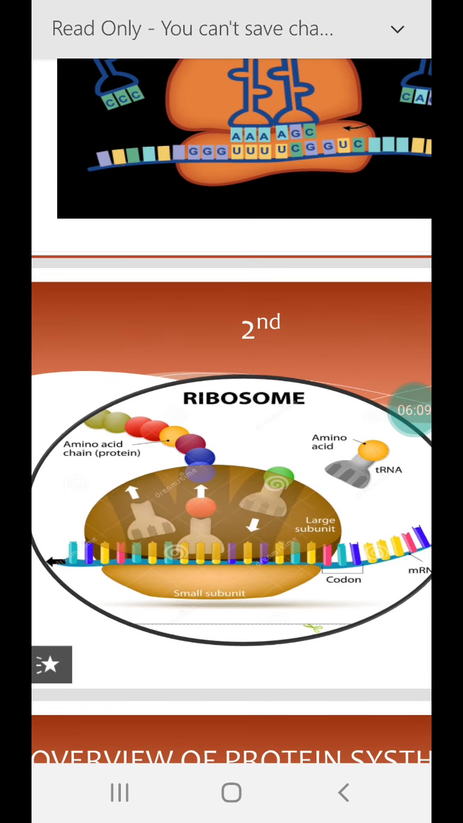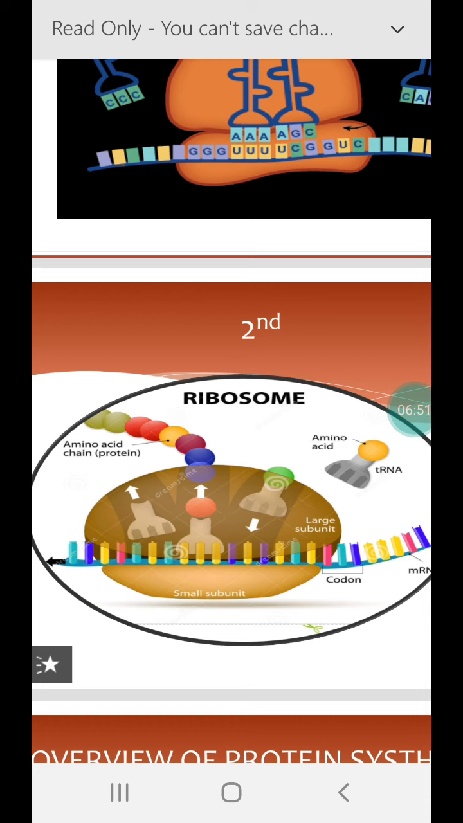Now next is elongation. After initiation, the process of elongation starts. This is done by formation of peptide linkages, or you can say bonds, between successive amino acid molecules. So first amino acid, then second amino acid, then third amino acid, and so on, they will get attached by peptide bonds. And the elongation activity is catalyzed by enzyme peptidyl transferase. So here this enzyme acts in the process of elongation.